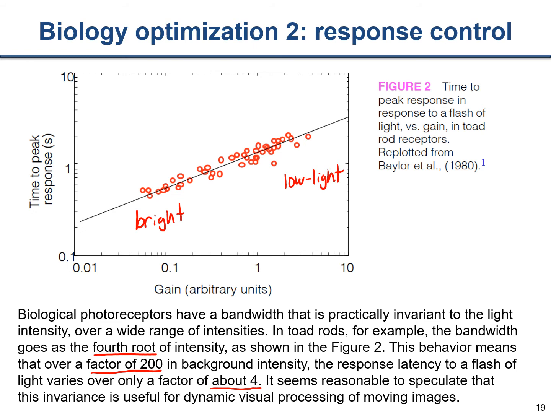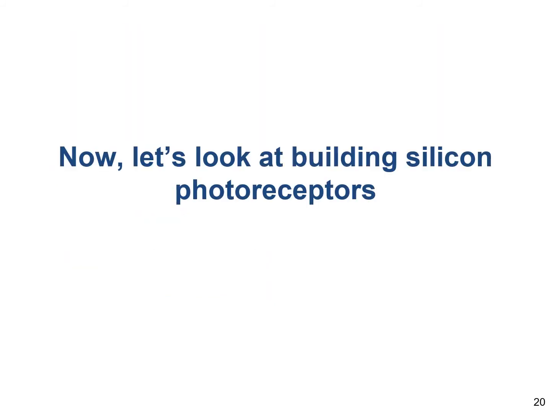Okay, so this is also kind of another nice biological optimization that happens inside our bodies. So now that we have a little bit better understanding of how biology does it, let's take a look at how we can do this electronically in silicon.